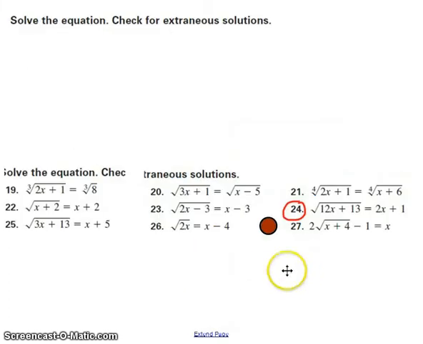Okay, once again, here's a problem. Do 24 here. Hit the pause button. When you come back, I'm going to show you the answer to 24. All right, I'm going to assume that you've done 24.